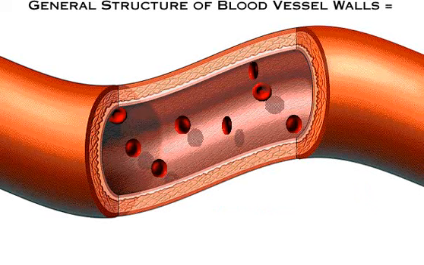Let's look at the general structure of blood vessel walls. The walls of all blood vessels, except the very smallest, are composed of 3 distinct layers or tunics. The tunics surround the central blood-containing space within the blood vessel, the lumen.